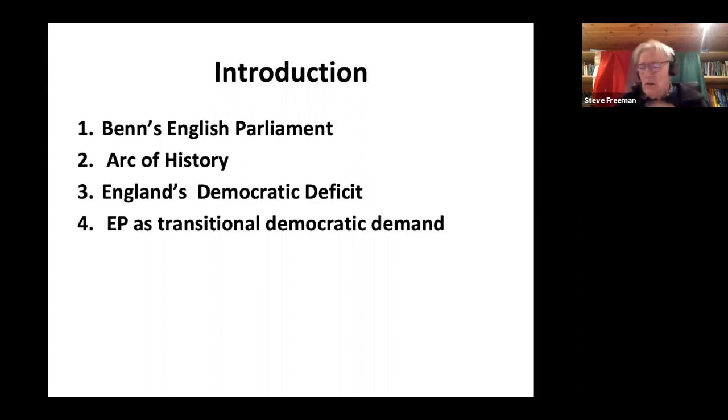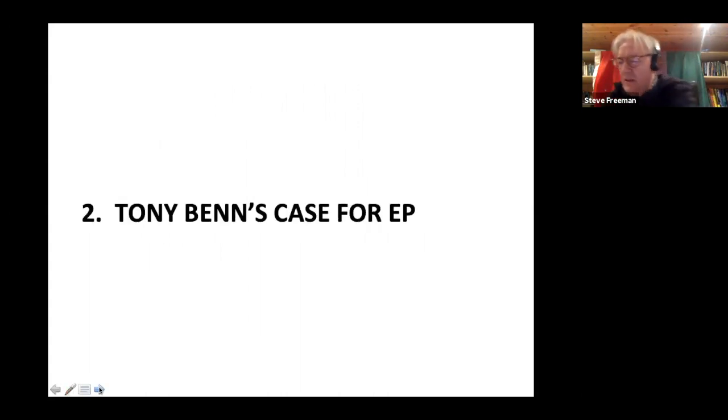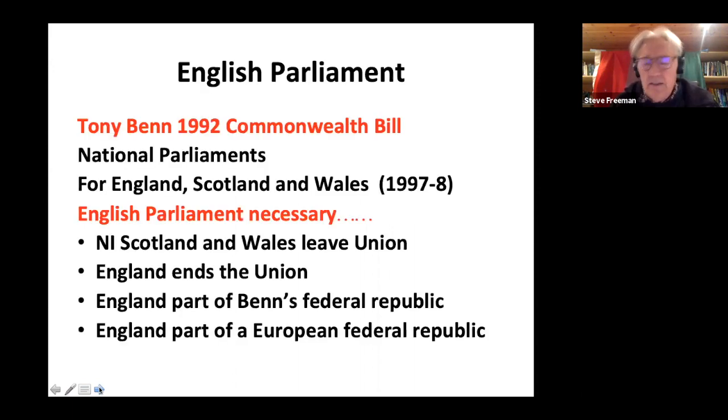Okay, so let me begin with the first point, which was Benn's English Parliament. So this is point number one, Tony Benn's case. Not so much Tony Benn's case, but I wanted to take it from his program. So in his 1992 Commonwealth Bill, clauses 31, 32, 33 cover all this. And he calls for national parliaments, which makes sense in the context of his bill.